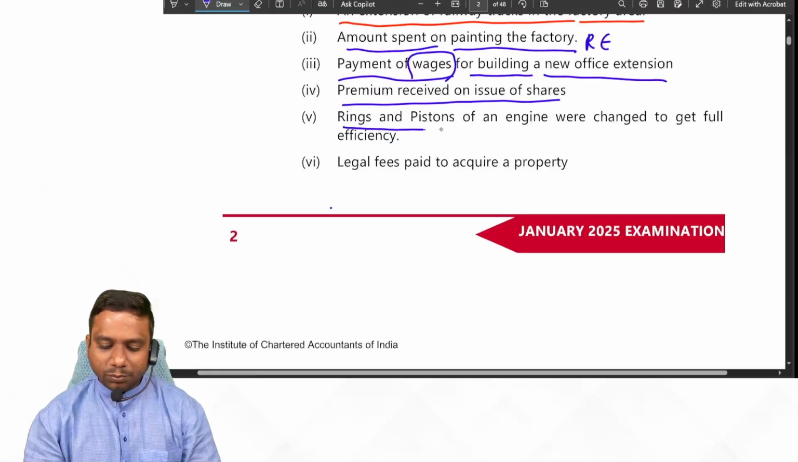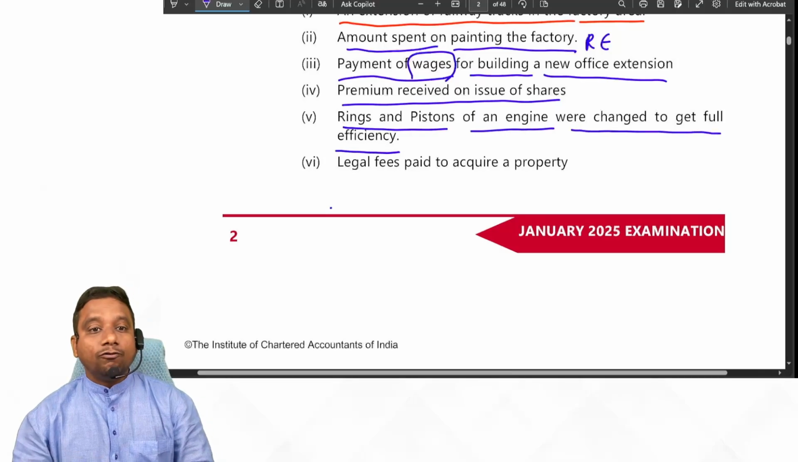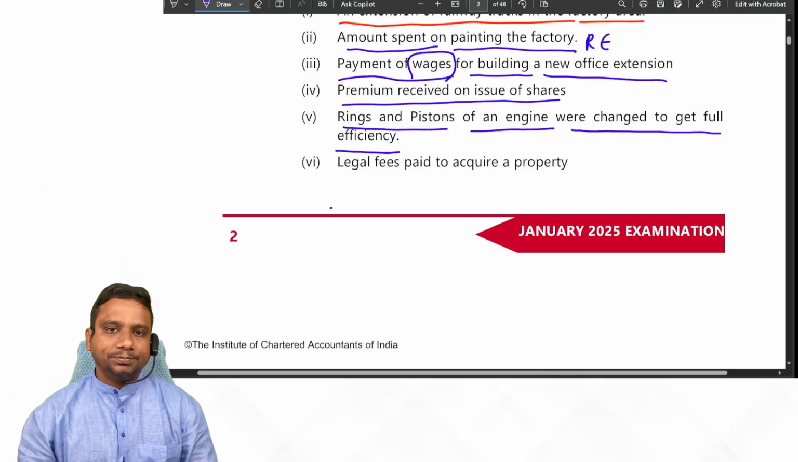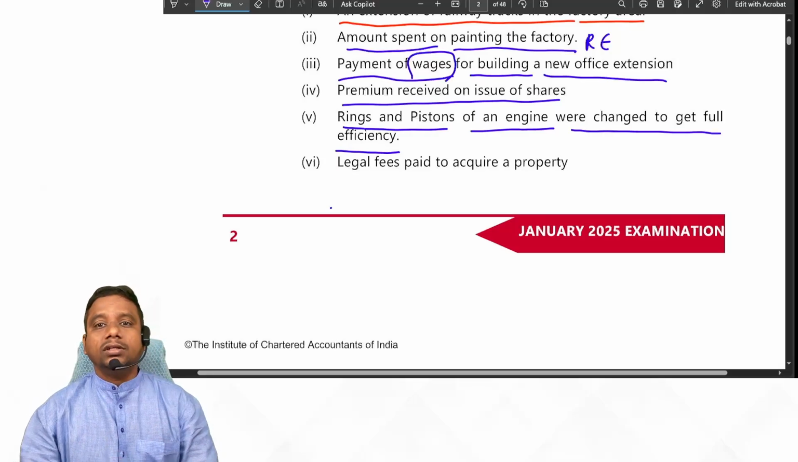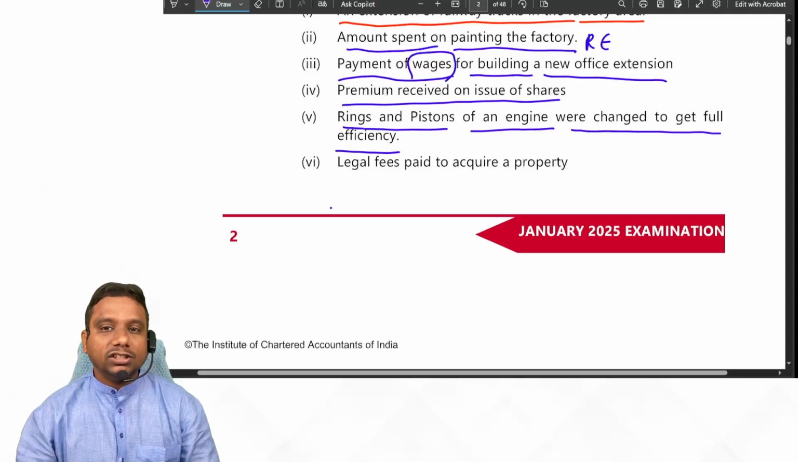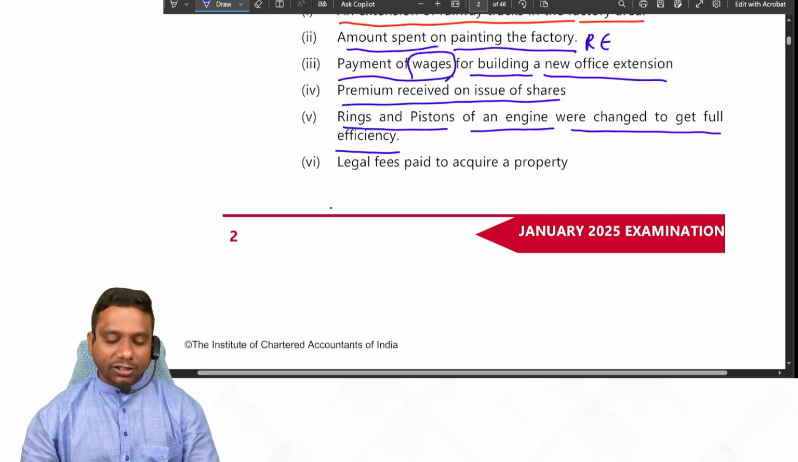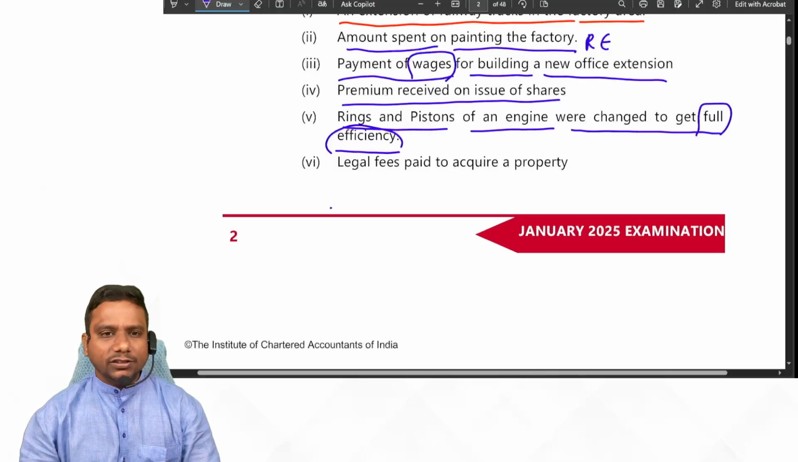Next one. Rings and pistons of an engine were changed to get full efficiency. Because of this, we don't get any future benefits. That's why we treat it as revenue expenditure. Suppose you change any part of the engine which gives fuel efficiency, not full efficiency, then that can be treated as capital expenditure. But here we have changed the rings and pistons just to get the full efficiency, because this part is worn out and every time we have to change it. That's why it is treated as revenue expenditure.